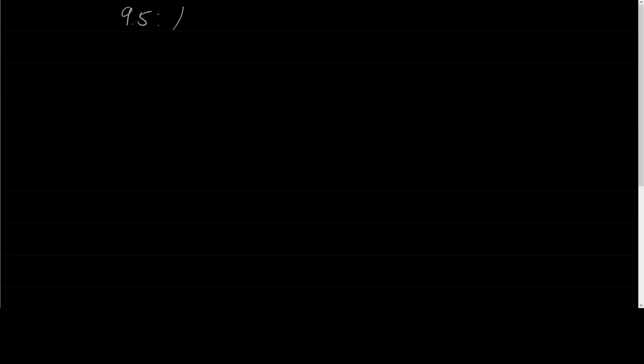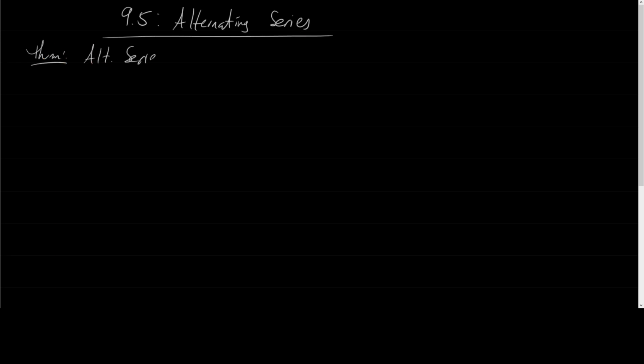This is chapter 9.5, so chapter 9, section 5, which is alternating series. Right? So first, let's talk about what the alternating series test is. And it says the following.